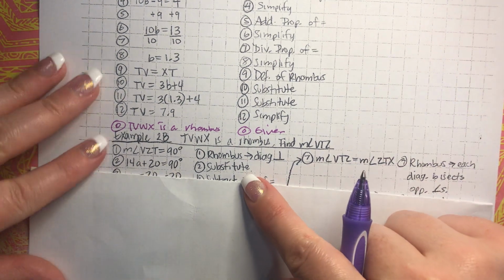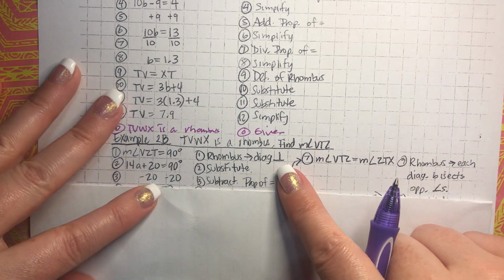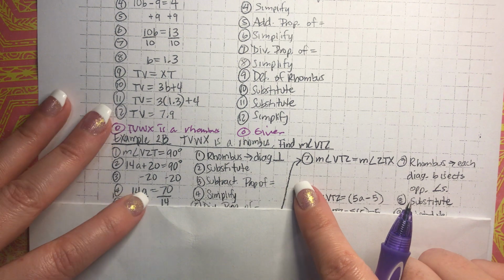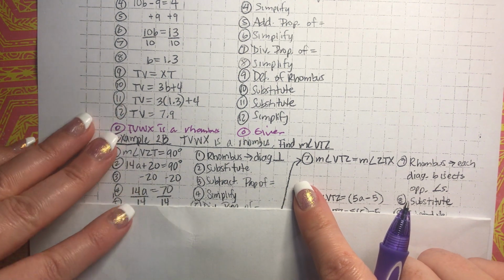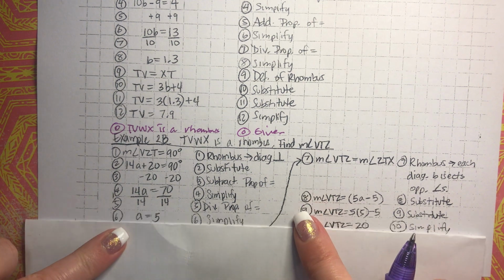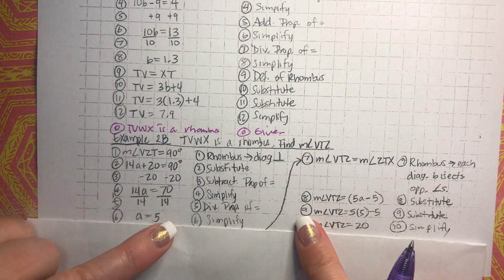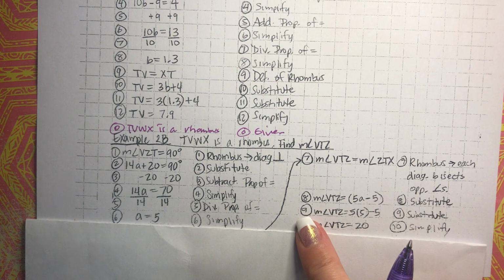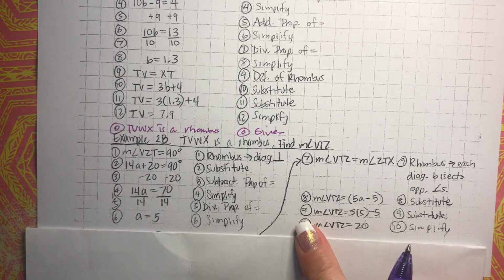It equals 90, so we're substituting, and then we're just going to use algebra. Subtraction property of equality: 14a equals 90 minus 20, which is 70. Then we have to get a by itself, so we're dividing both sides by 14, and 70 divided by 14 is 5. Perfect. So now we know what a is.